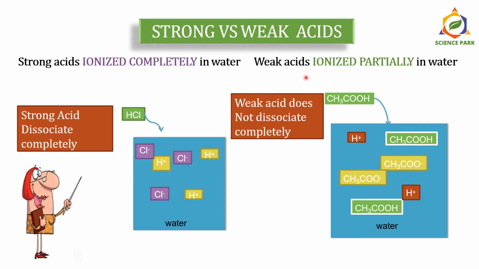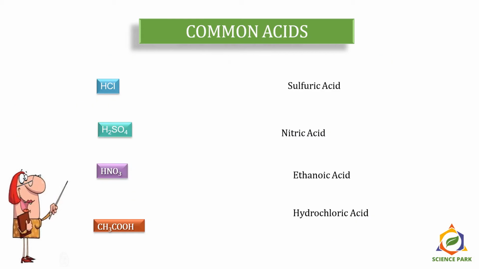What happens with weak acids? They ionize partially. So when I put acetic acid, which is a weak acid, in water, some of the acetic acid molecules will dissociate into CH3COO- and H+, and some of the acetic acid molecules will remain as they are. This is called dissociation or ionization of acids.